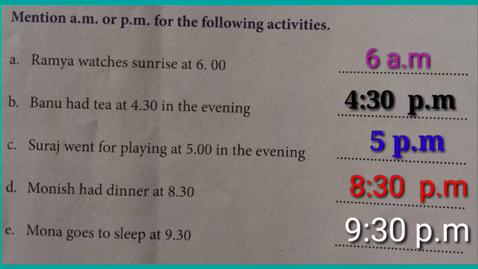Mention AM or PM for the following activities. Part A. Ramya watches sunrise at 6. That is, its answer is 6 AM. Part B. Banu had tea at 4:30 in the evening. It is 4:30 PM. Part C. Suraj went for playing at 5 in the evening. Its answer is 5 PM. Part D. Monish had dinner at 8:30. Its answer is 8:30 PM. Part E. Mona goes to sleep at 9:30. Its answer is 9:30 PM.